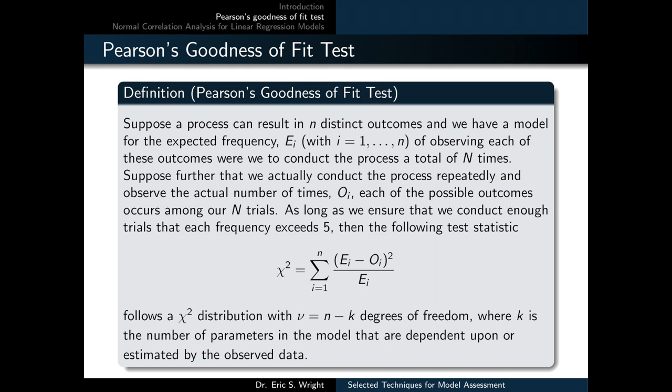As long as we ensure that we conduct enough trials that each frequency exceeds 5, then the following test statistic, chi squared, is equal to the sum over the square of the differences between E sub i and O sub i divided by E sub i, and follows a chi-squared distribution with nu equal to lowercase n minus k degrees of freedom, where k is the number of parameters in the model that are dependent upon or estimated by the observed data.